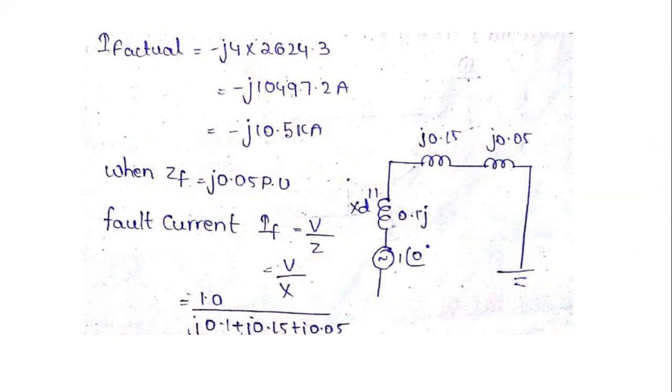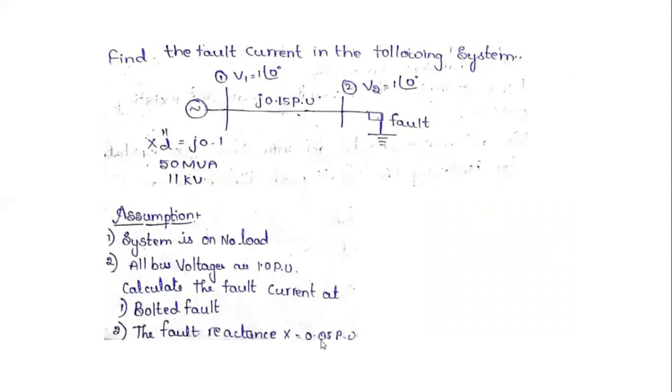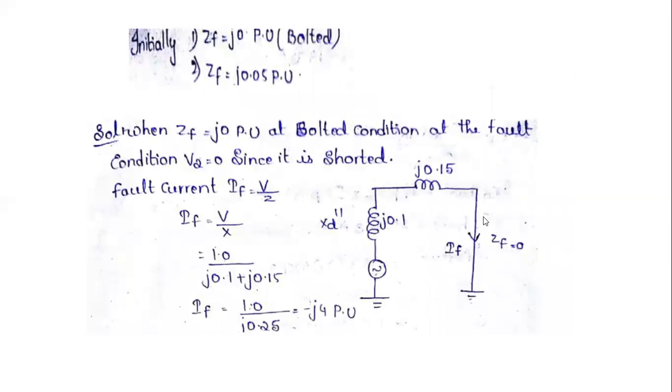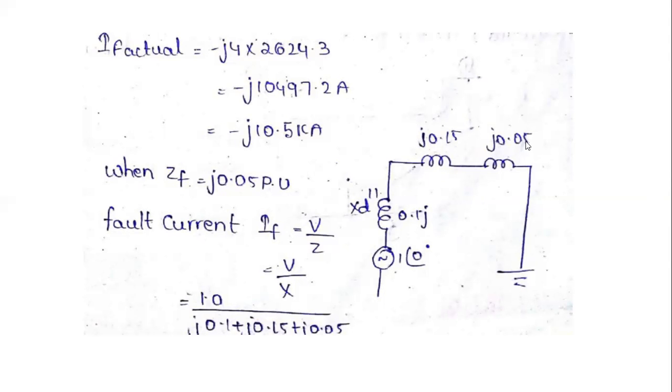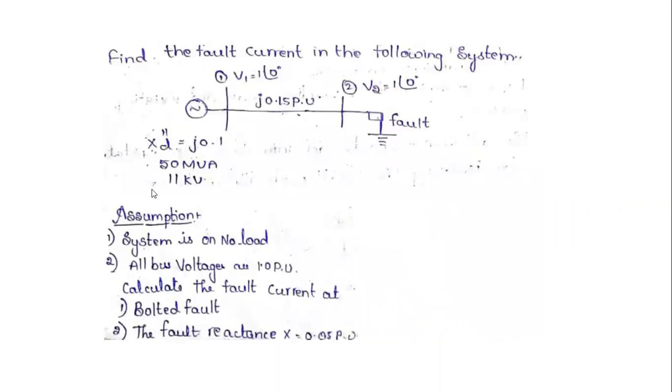Next, what is the second fault? We are considering the fault reactance, j0.05 per unit. We add the j0.05 to the reactance diagram. The fault current is minus j4.